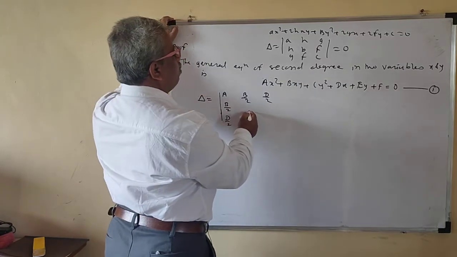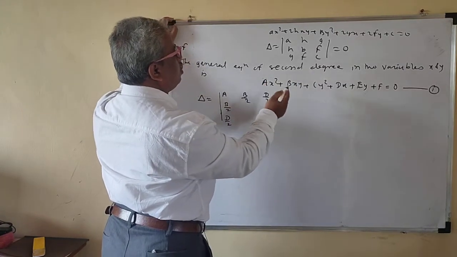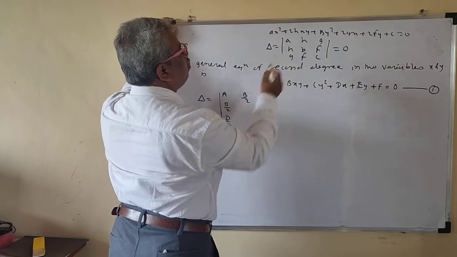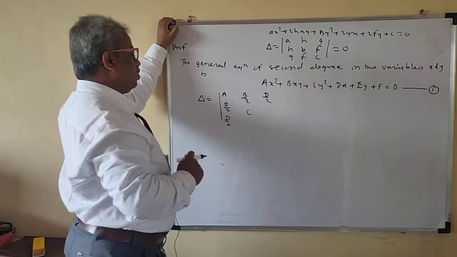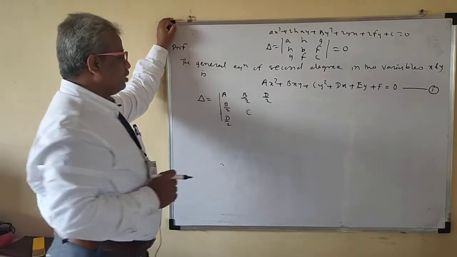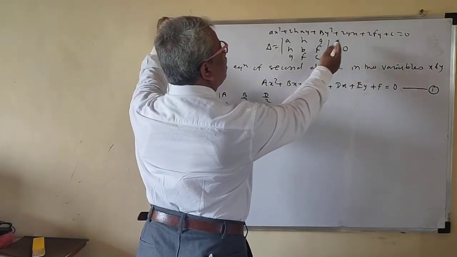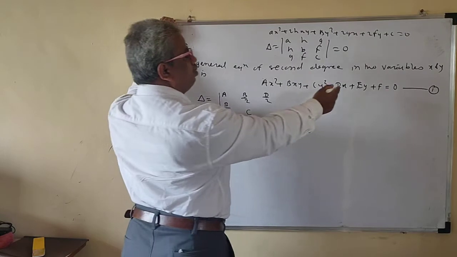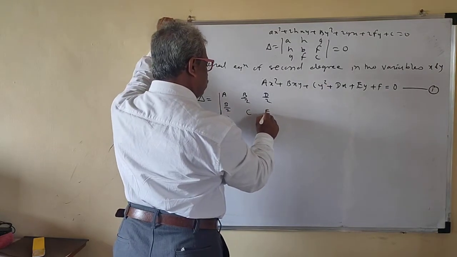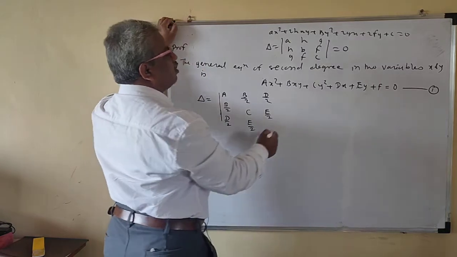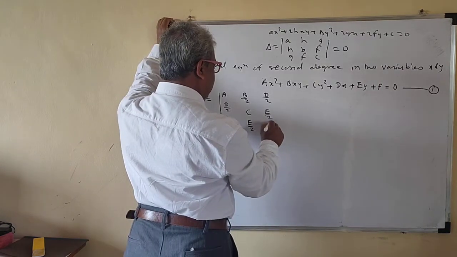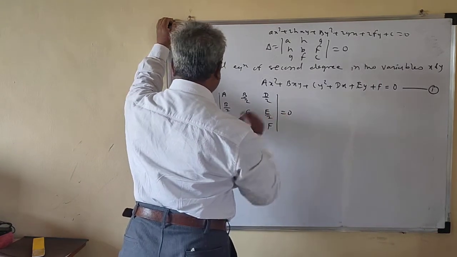Now here B is the coefficient of y square. Your coefficient of y square is C. Now here this is F. F is the coefficient of y. Your coefficient of y is E, so this is E by 2. And this is the constant term, and your constant term is F. So this is equal to 0.